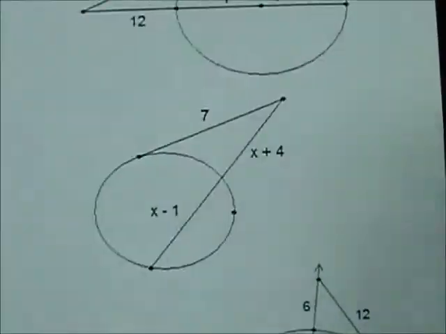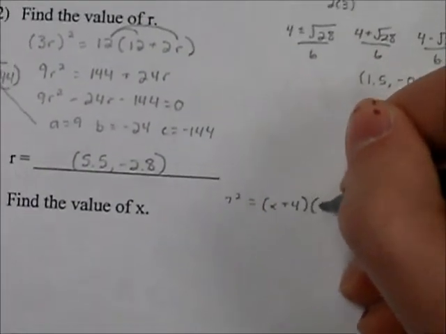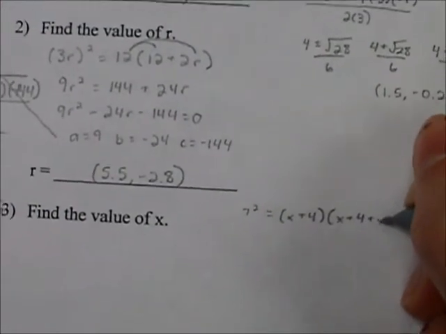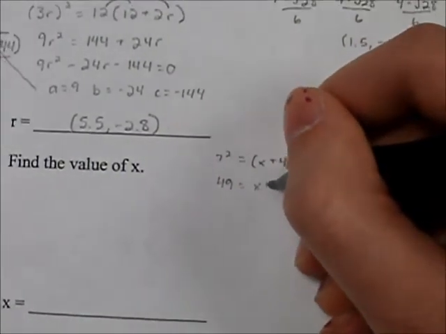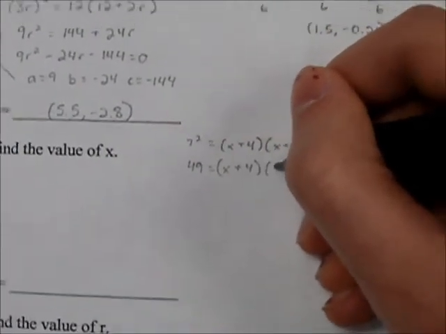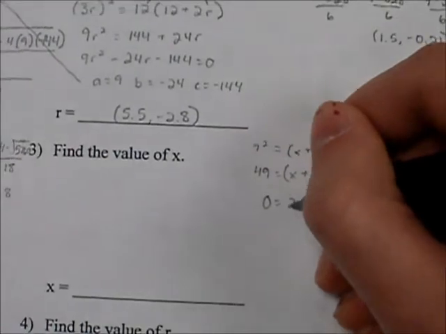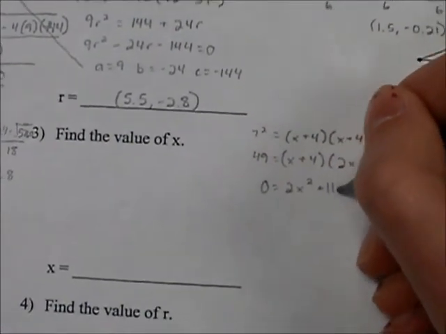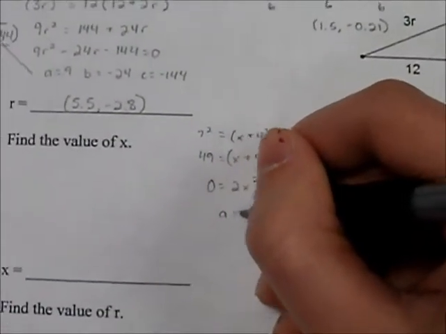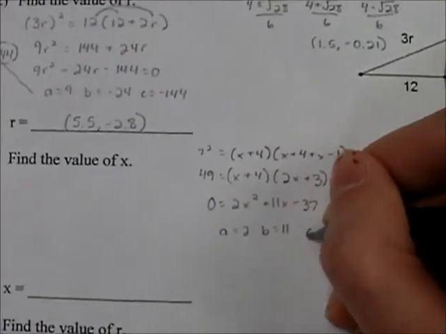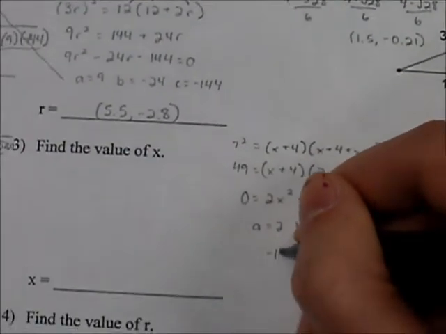Number 3, our formula is 7 squared equals (x plus 4)(x plus 4 plus x minus 1). So we have 49 equals (x plus 4)(2x plus 3). Subtract 49, so we have 0 equals 2x squared plus 11x minus 37. A equals 2, b equals 11, c equals negative 37, and then we plug them into the quadratic formula.